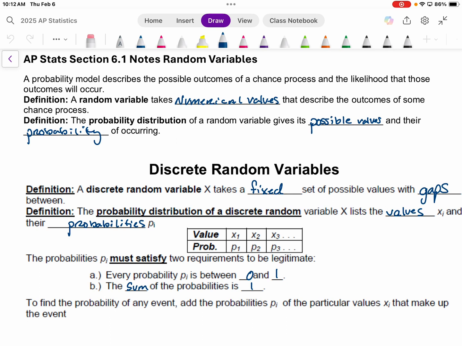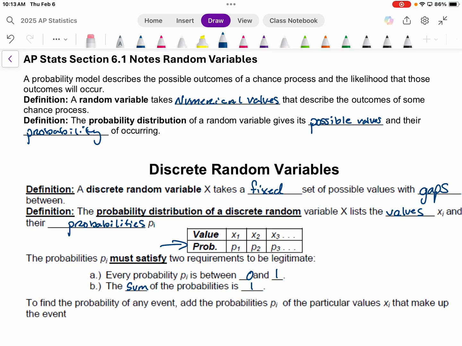A probability model describes the possible outcomes of a chance process and the likelihood of those outcomes occurring. We talked about that before. The definition of a random variable: it takes numerical values that describe outcomes of some sort of chance process. A probability distribution of a random variable gives its possible values and the probability of each occurring. So when we see these distributions, as we scroll down a little bit here, they're going to be in this format of these tables. Those tables that we see there, those are our probability distributions.